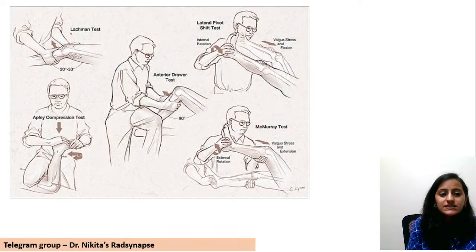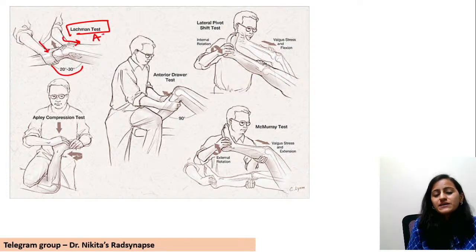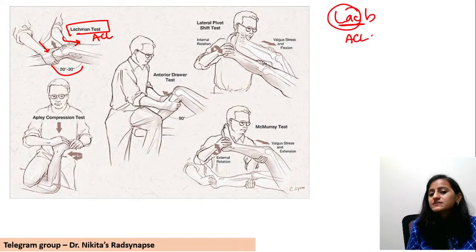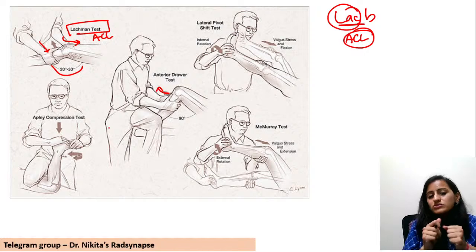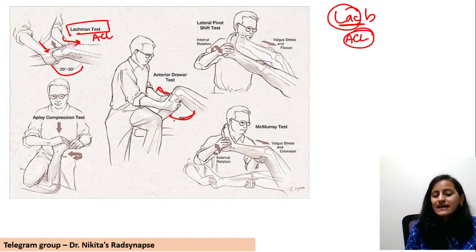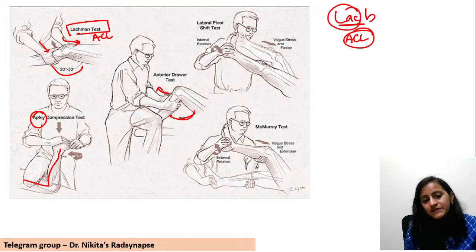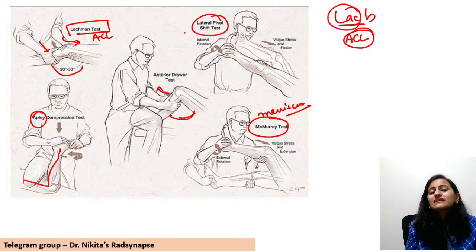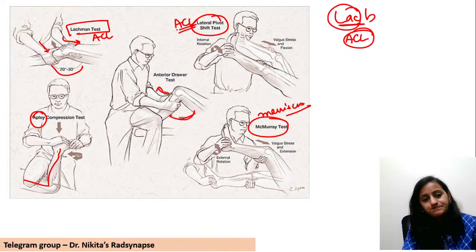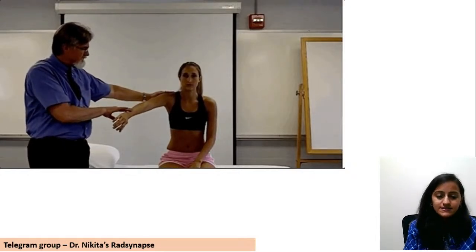For a quick revision here, Lachman, we said one hand is above, one hand is below, the flexion is less. Remember Lachman, L-A-C, ACL. Lachman's test is for ACL injury. Anterior drawer, the pull will be in the front. Posterior drawer, it will be pulled behind. Angle is 90 degrees. In the prone position, it is your Apley's for the meniscus. And this one is your McMurray's, again for the meniscus. And then you have the lateral pivot shift, which is again for ACL. Okay, tell me what test is this?